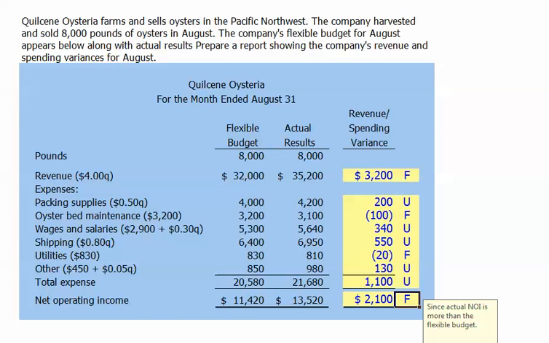Or we could calculate the same thing as taking the difference between the $3,200 revenue variance, which was favorable, and our $1,100 expense variance, which was unfavorable. $3,200 minus $1,100 gives us a $2,100 favorable net operating income variance.